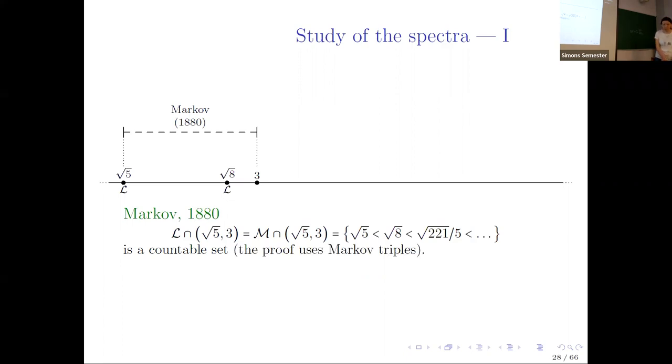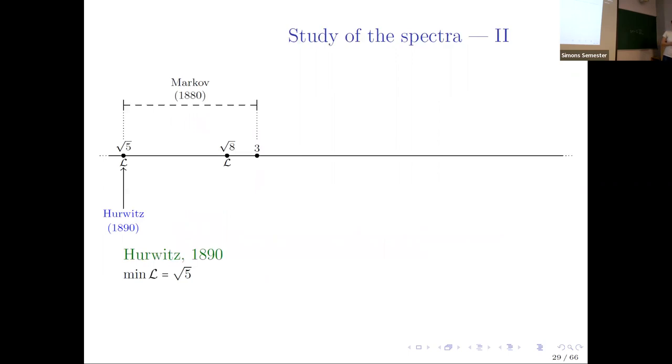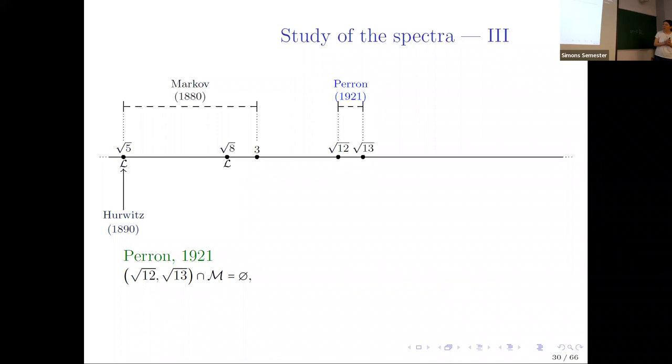He used a different approach. He didn't know Perron's definition because it came later; his was based on Markov triples. Hurwitz proved that the square root of 5 is the smallest Lagrange number. He used another definition via best approximations, a constant in Diophantine approximation which arises there. After that, Perron, using his definition, proved that there are no Markov numbers in the interval between the square root of 12 and the square root of 13. But the square root of 12 and the square root of 13 are elements of the Lagrange spectrum. He also proved this inclusion.